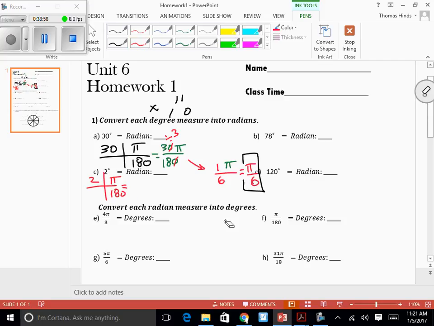C is on the board. Here comes E. We're going to do E and G. Don't do G yet. Here comes E. So how do we convert the gradients, do we multiply by 180? Just do the opposite, right? Just do the opposite. Here it comes, watch it first. See if you're okay. There's my plus sign for my dimensional analysis.